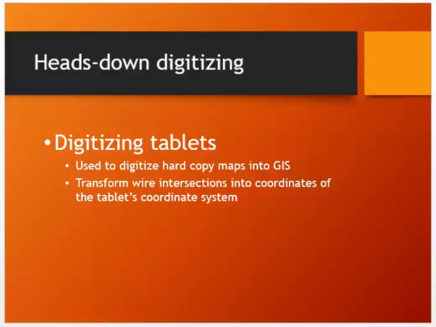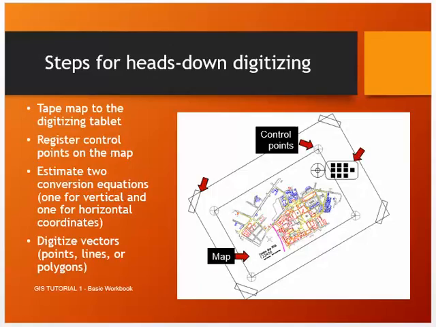Basically, it was using a large drafting table, if anybody knows what that is, about a 6-foot square table, that you would tape your map down to. You used a mouse-like device called a puck to tell the computer where the corners of the map were and what the coordinates were, and then you would use the buttons on the puck to create a digital version of the features on the map. It was very time consuming, hence the name heads down.